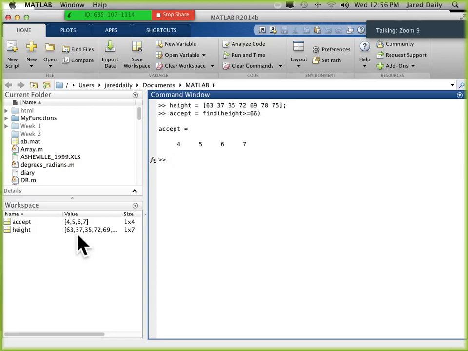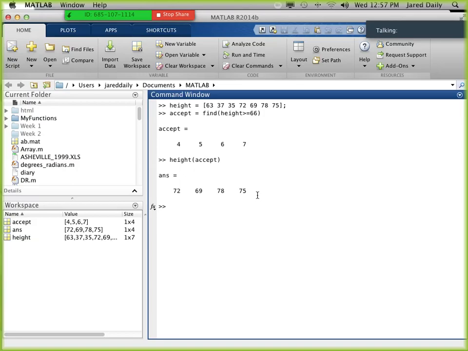Okay, so you can also turn around and use this array here that we got, and you can extract the actual heights by using the numbers in accept. So we're asking for just the indices 4, 5, 6, and 7, or just the values at the 4 spot, the 5 spot, the 6 spot, and 7 spot from the height array by plugging in accept into height. And so we get 72, 69, 78, 75.